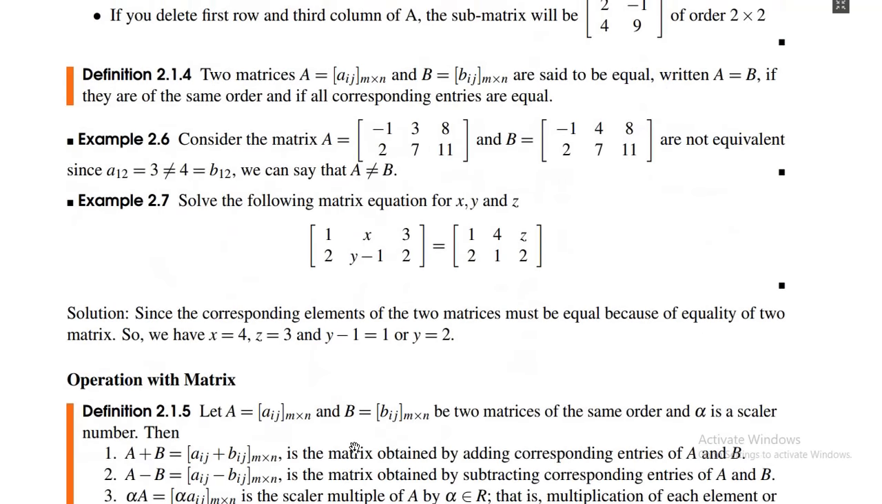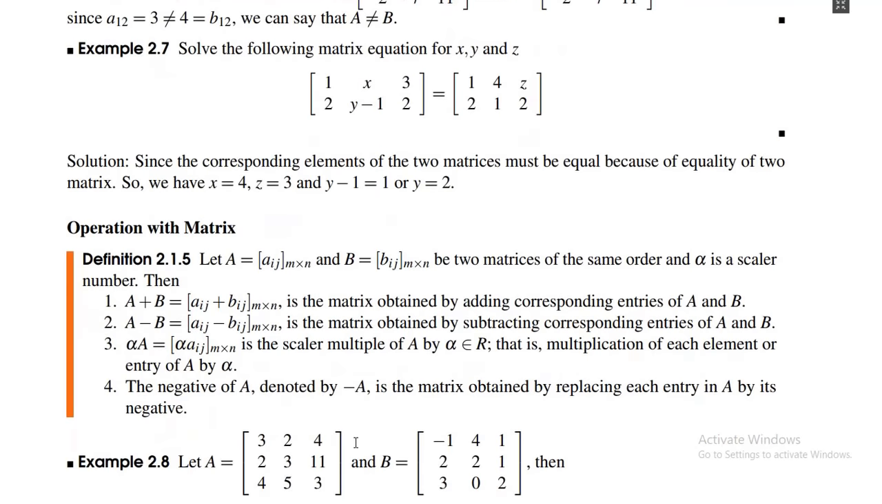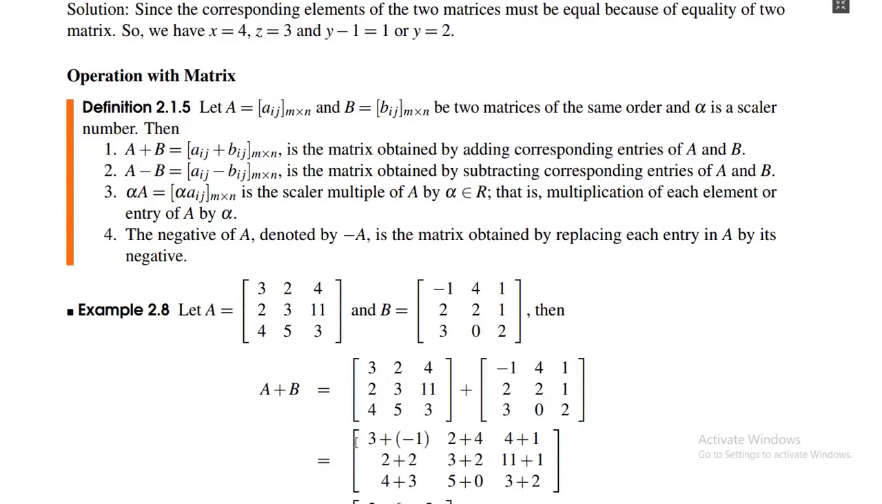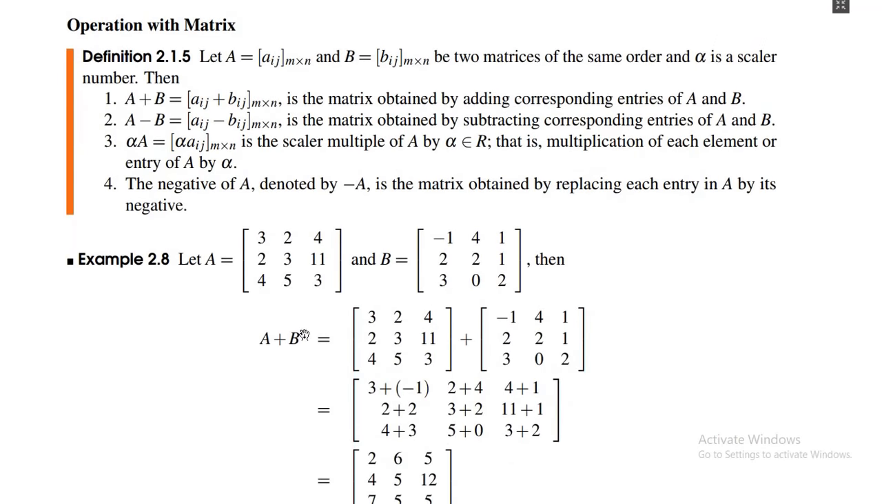Now let us see the operations with matrices. The definition says: let matrix A with entries Aij of order m by n, and matrix B equal to Bij of order m by n, be two matrices of the same order, and alpha a scalar number or a constant. Then what are the addition, subtraction, scalar multiple, and the negative of a matrix?